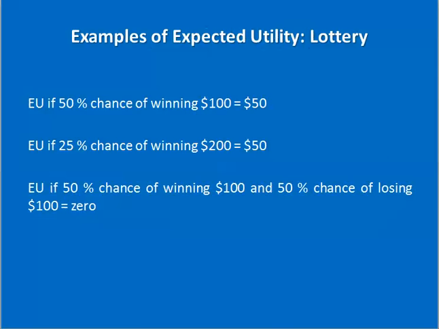The expected utility of a lottery in which one has 50% chance of winning $100 is simply $100 multiplied by 0.5, which is $50. The expected utility if there is a lottery in which there is a 25% chance of winning $200 is also $50. The expected utility if there is a 50% chance of winning $100 and 50% chance of losing $100 is 0.